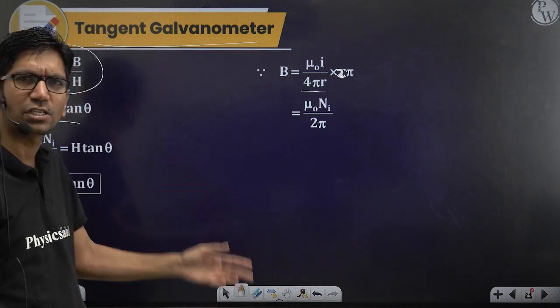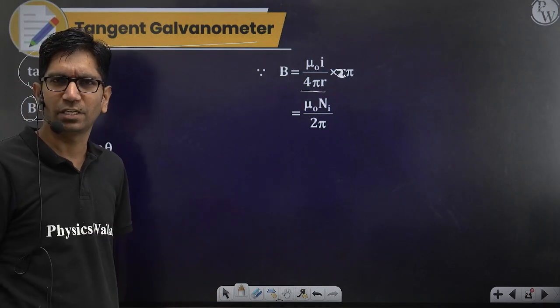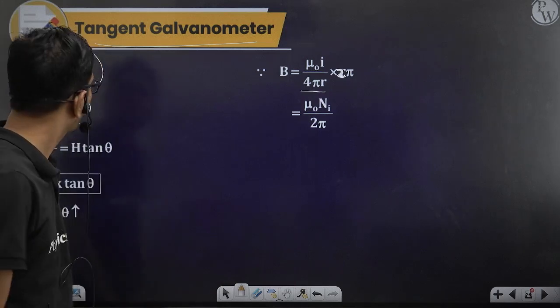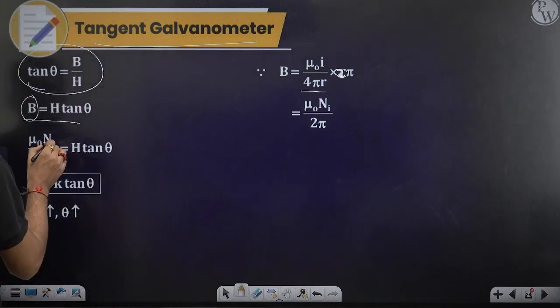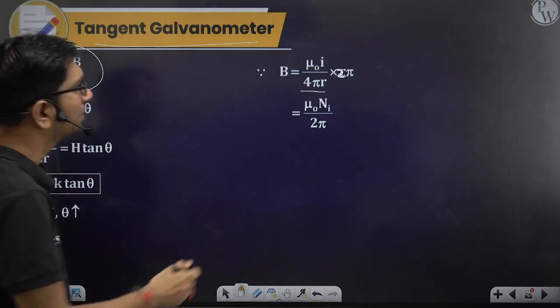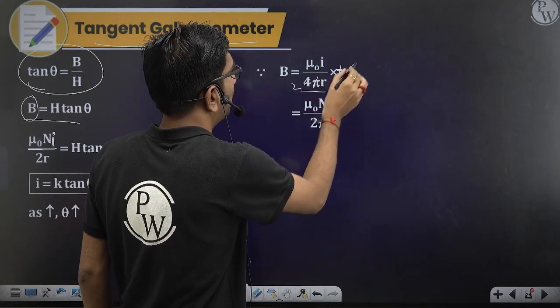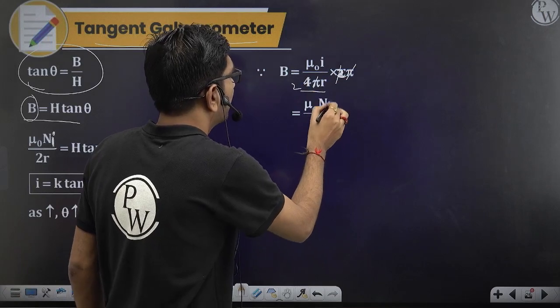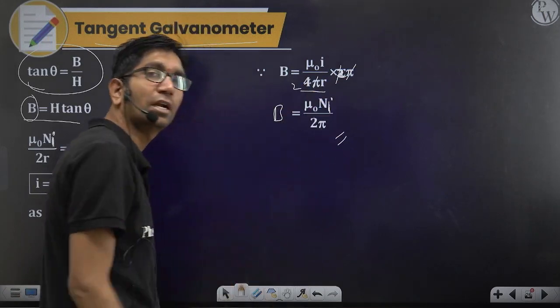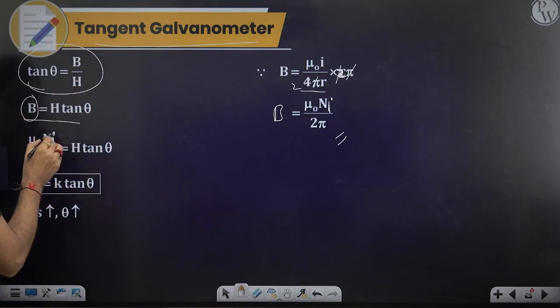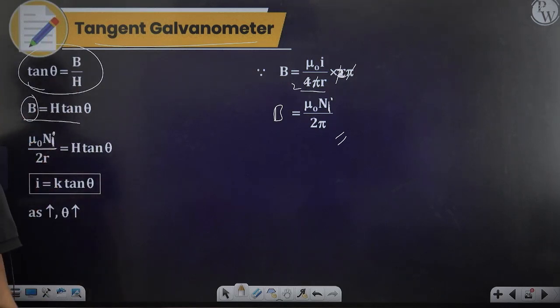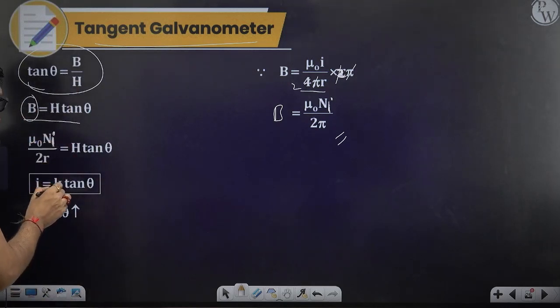You may learn this chapter in your academy or school. So, mu naught n I by 2r. See here, these are two 2's, so pi and pi get cancelled. The magnetic field you got is mu naught n I by 2r. So finally, I is equal to K tan theta.